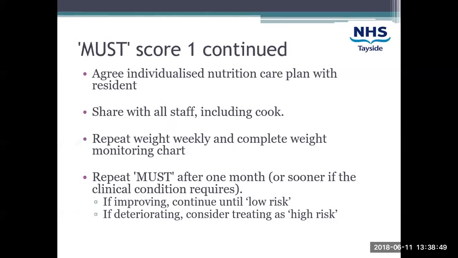If improving, continue until low risk. So if what you're putting in place for that nutrition care plan is working and their weight is coming up, then great. Continue that until they're within the low risk range. If deteriorating, consider treating them as high risk. And if you are concerned about any residents, do give your local dietitian a call, and you can discuss that further with them. It's then possibly appropriate to put a referral in for those, but we would advise speaking to your local dietitian.